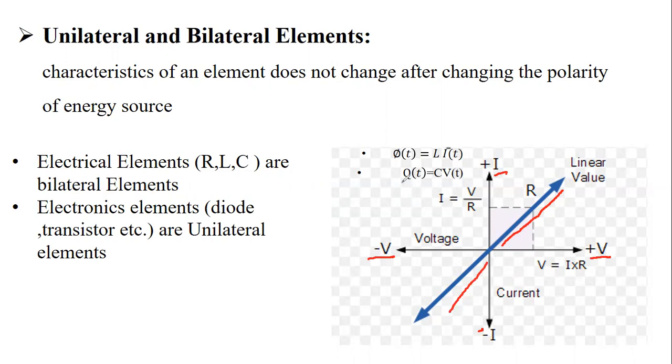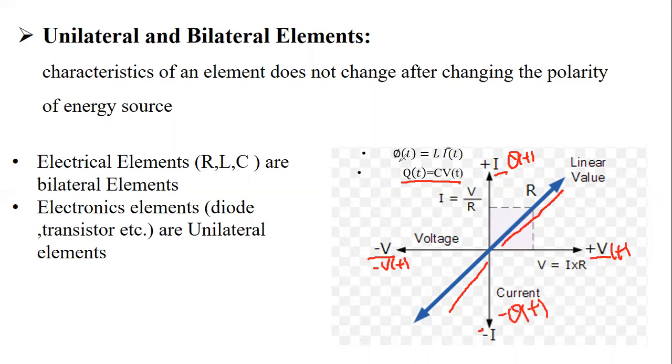And if we talk about the charge on a capacitor, the equation is q(t) equal to C v(t). So if we apply the positive voltage v(t) across the capacitor, then the capacitor is charged with a positive value of q(t), and if we change the voltage to minus v(t), then the charge becomes minus q(t). So the capacitor is also a bilateral element.